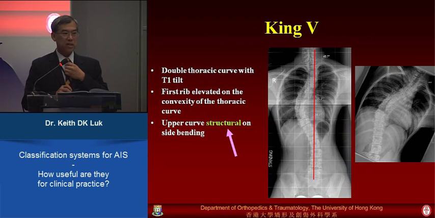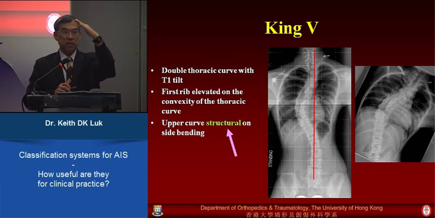You have an upper thoracic or proximal thoracic curve. We call it PTC nowadays. A proximal thoracic curve and another major thoracic curve. The lumbar part is actually more of a compensatory curve. Now the specific problem with this one is that because of the proximal thoracic curve, the T1 will be tilted, and most of the time you will end up with a shoulder imbalance.